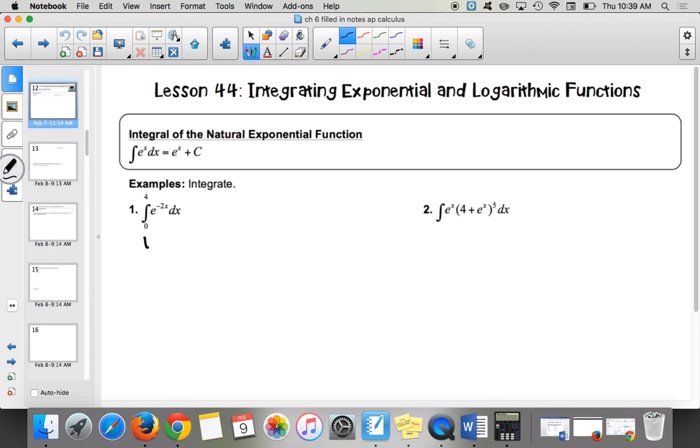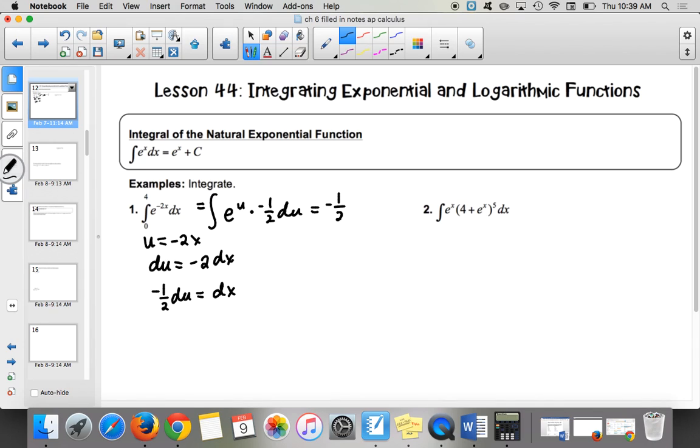If I have u equal to negative 2x, then du should be negative 2 dx. So negative 1/2 du is going to replace the dx. My e to the negative 2x is going to become e to the u. I'm just letting u be negative 2x, not the e to the negative 2x. So then I have e to the u times my negative 1/2 du, and that negative 1/2 can go to the front.